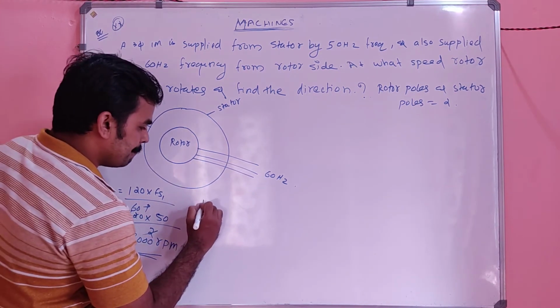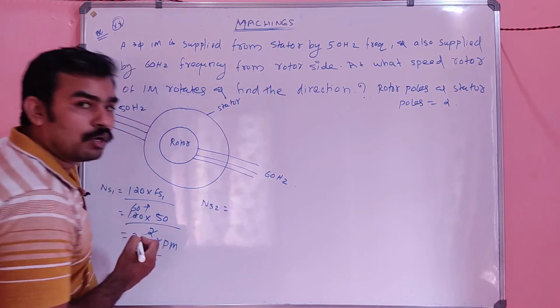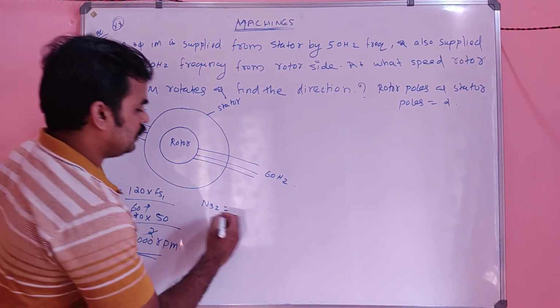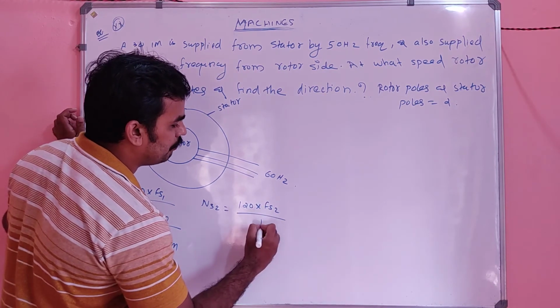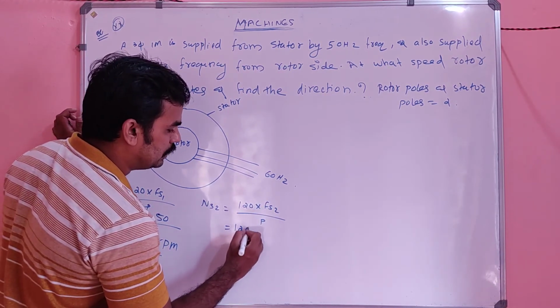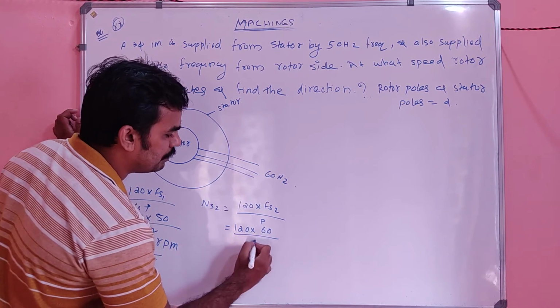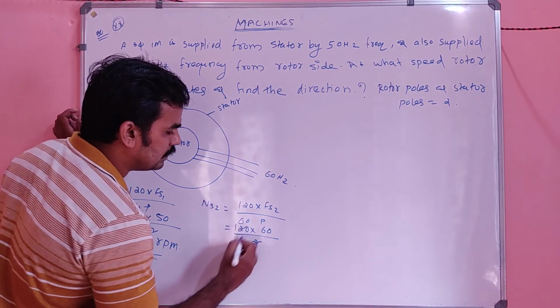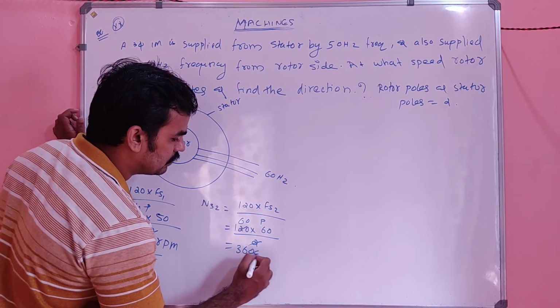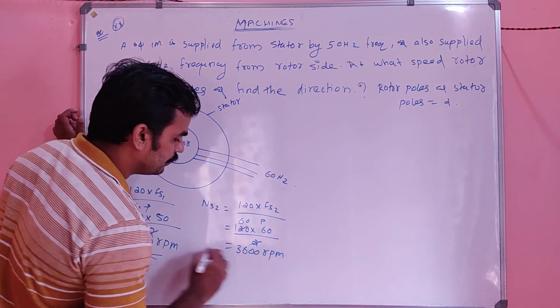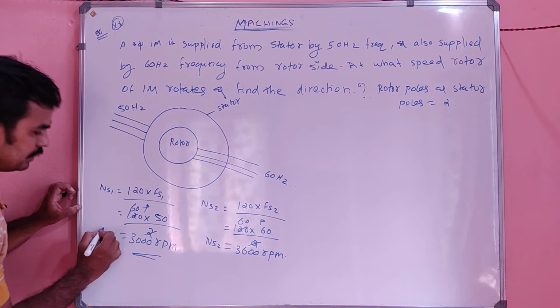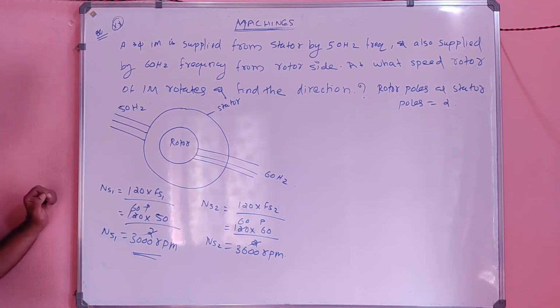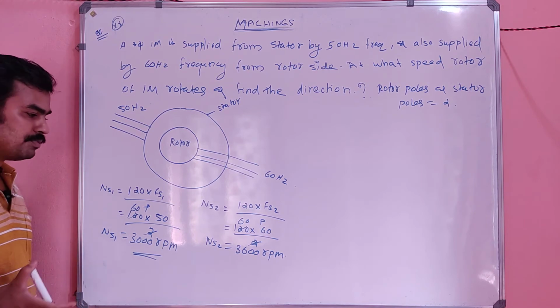So let ns2 be the rotor side consideration. So it will be equal to 120 into fs2 divided by p. It will be equal to 120 into, what is fs2? 60, divided by p, which is again 2. So it will be equal to 3600 rpm. So that is nothing but ns2. So this is ns1. Now observe, my dears, observe.